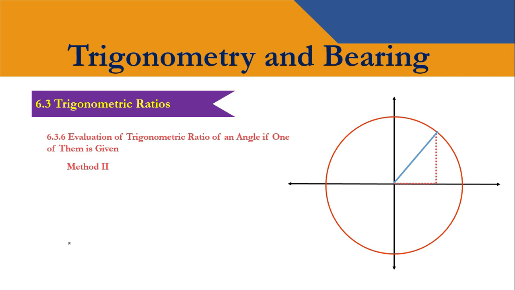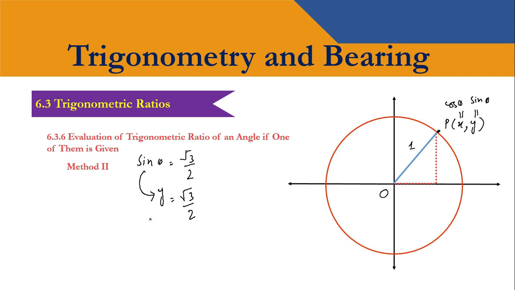Now we will evaluate the same trigonometric ratios if one of the ratios is given to us, and we will calculate the other ratios by the second method. We know that sine theta is equal to root 3 divided by 2, and here we know that in the circle this point P is x and y. Further we know that this y is equal to sine theta and this x is equal to cos theta. In the unit circle, the hypotenuse is always equal to 1. So here we know that sine theta is equal to root 3 by 2. So sine theta is also equal to y. So y is equal to root 3 by 2, because sine theta is equal to y.